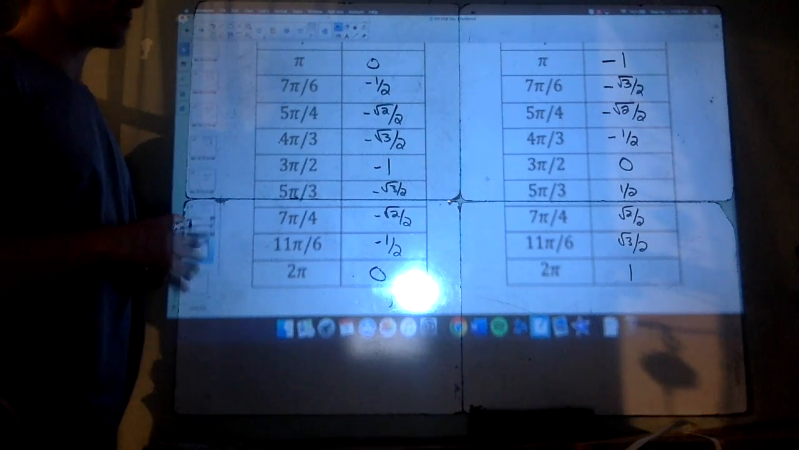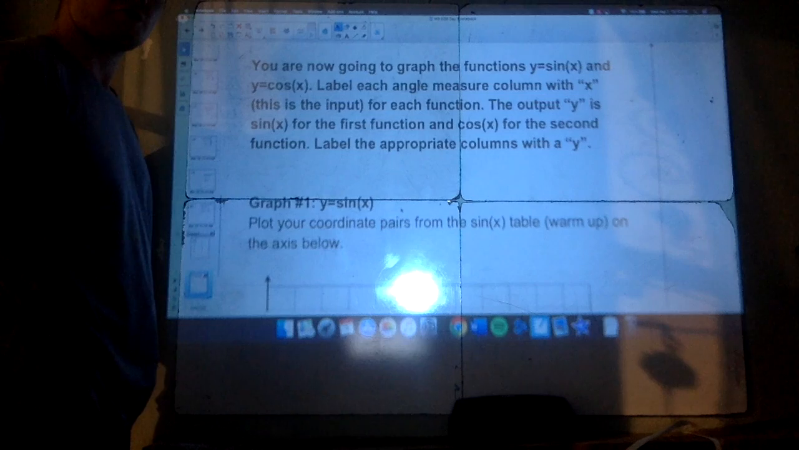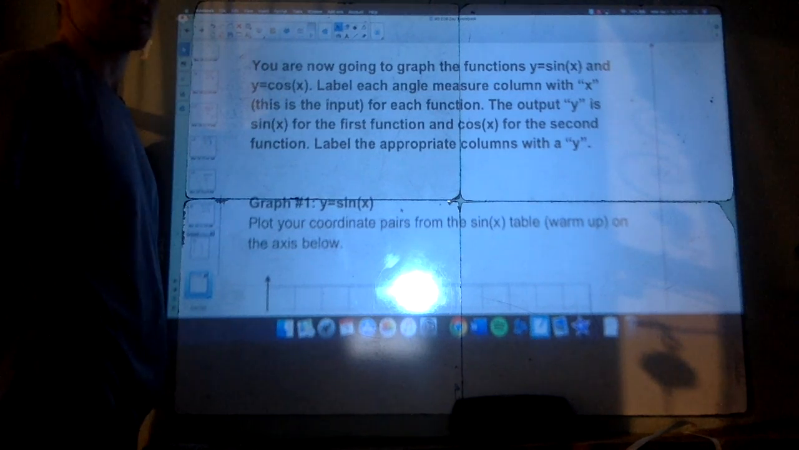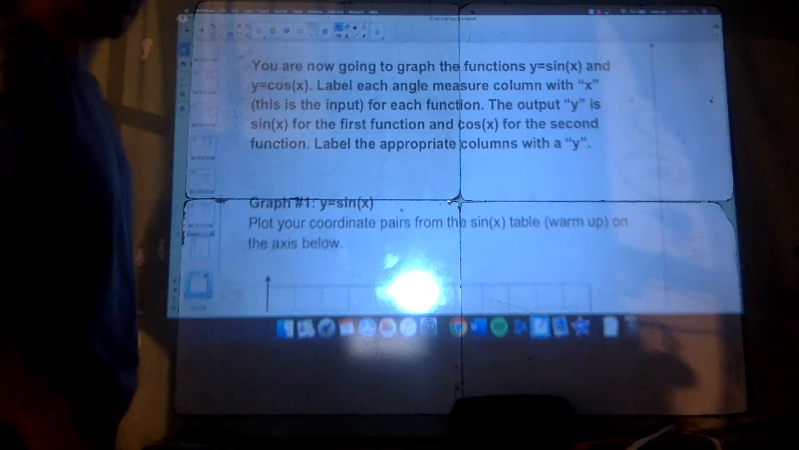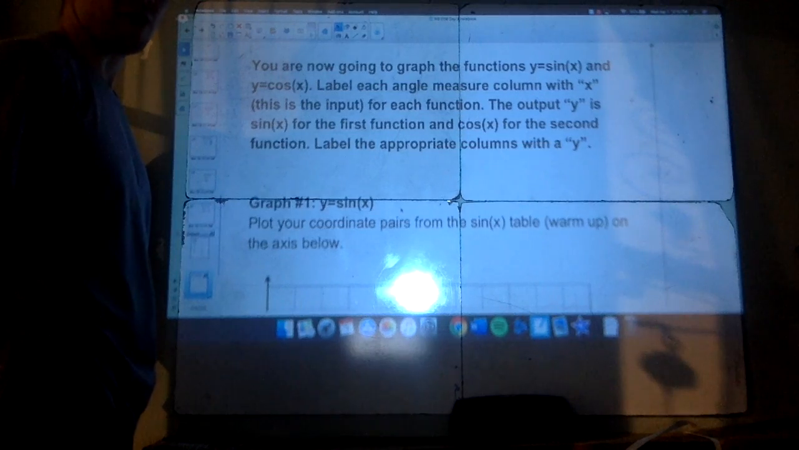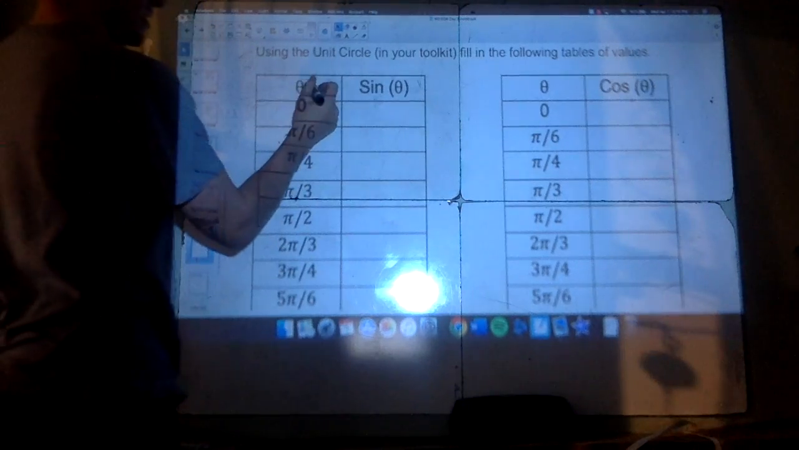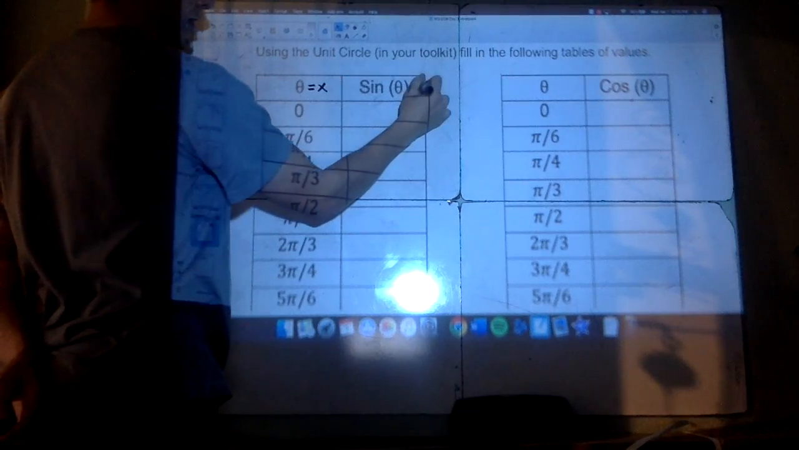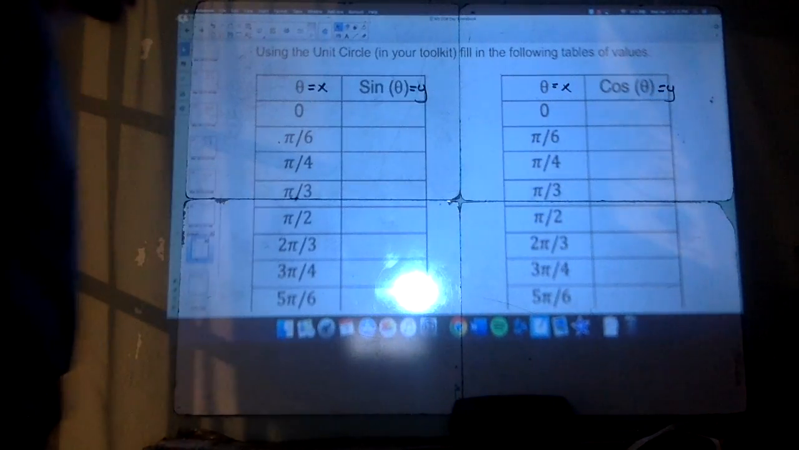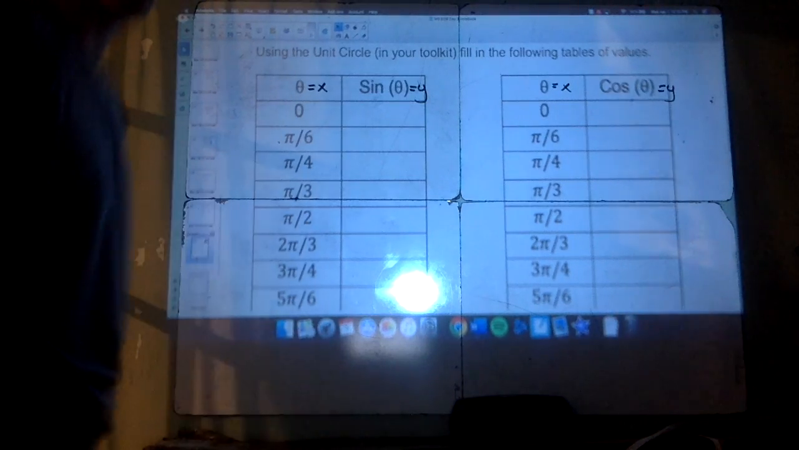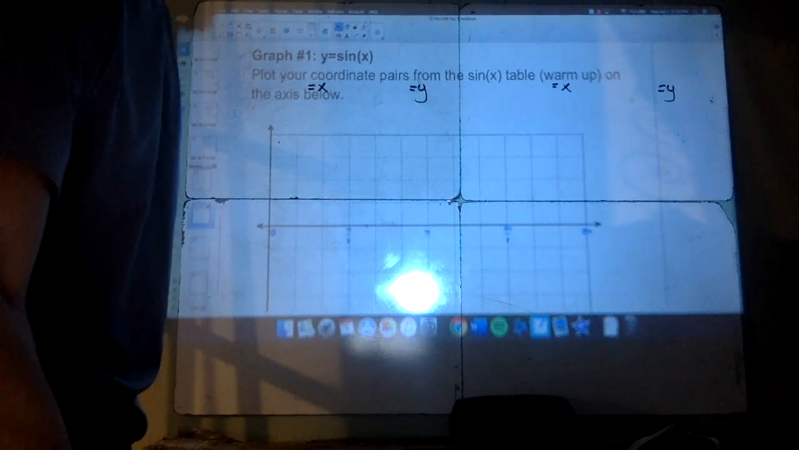All right, here's the answers for the second part. Check your work, make sure it matches. So now we're going to graph the functions y equals sine of x and y equals cosine of x. You're going to label each angle measure column with an x, that's our input, and then you're going to label the output with y. So our theta is our x, and this is our y. You can do it for both right now, because we're going to do both eventually, but right now we're focused on just sine.